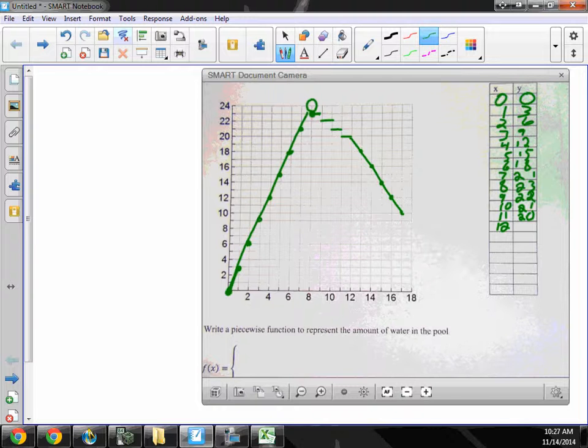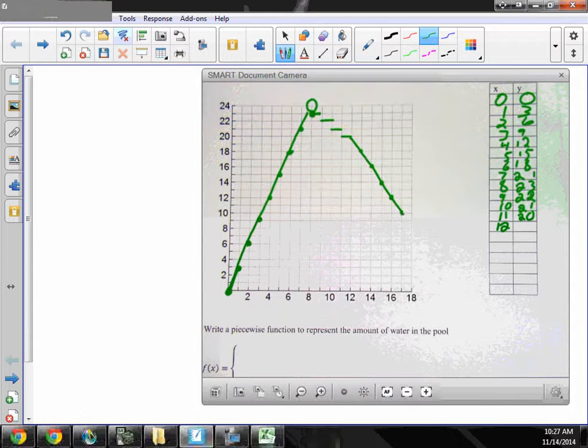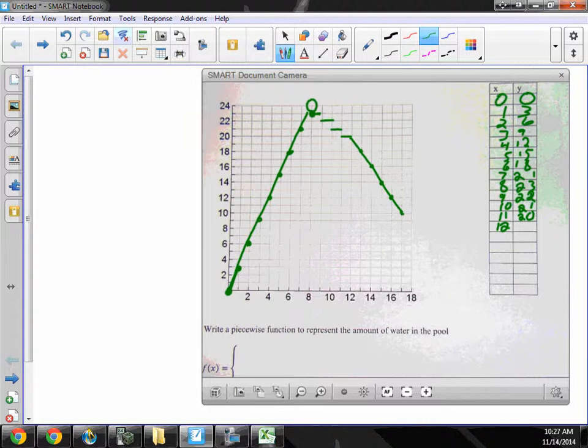At 12, oh, did I mess that up? 23, 22, 21, 20. What did I do wrong? Somewhere I didn't add it up right. Oh, it's 12. It's still 12, 20. Okay, that's the problem. So (13, 18), (14, 16), (15, 14), (16, 12), (17, 10).